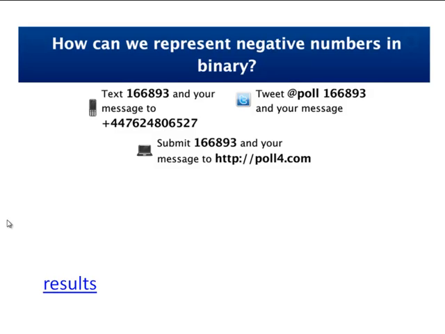That's actually the question for next week, how to represent negative numbers in binary. And I have to say, I got an amazing range of replies for this in the class. Some of which were spot on, and some of which were off the wall.